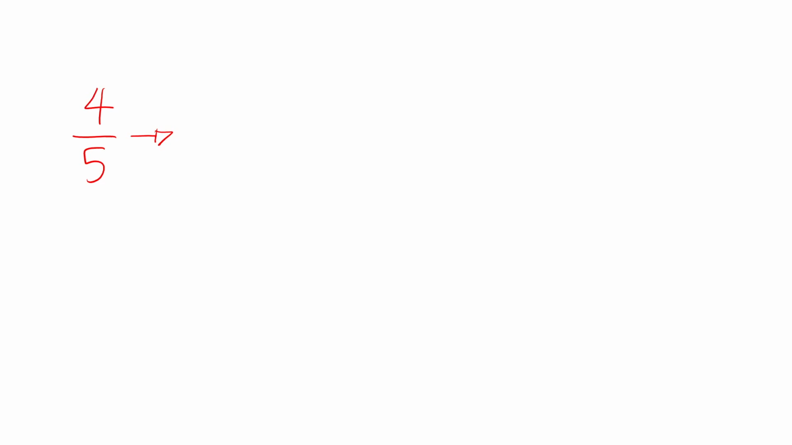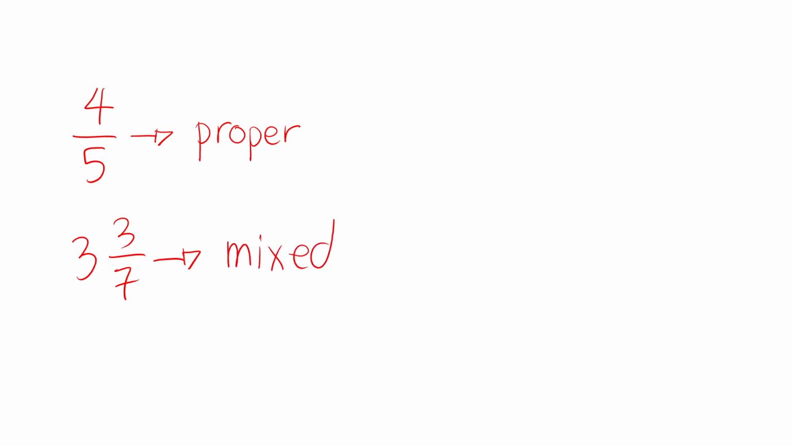Proper. Okay? Very easy activity. Let's have 3 and 3 over 7. How do you classify this? Mixed number. Okay. What about 11 over 2? How do you classify this? Improper.